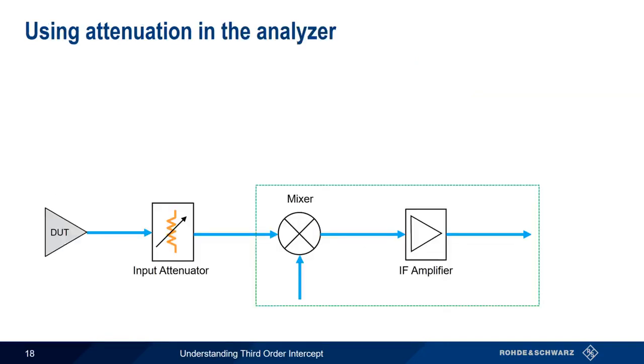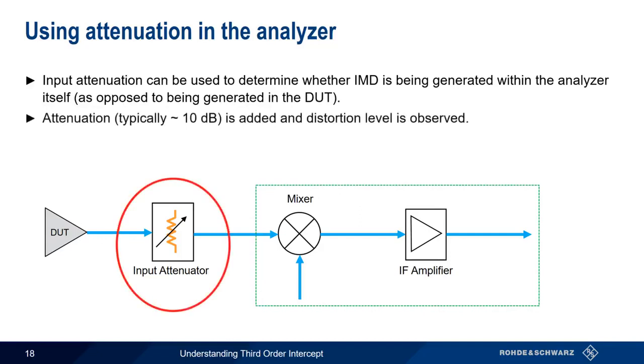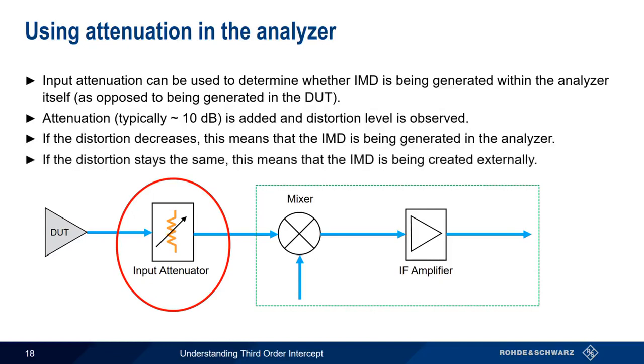On the analyzer side, we want to be sure that the intermodulation products we're measuring are not being created within the analyzer itself. Input attenuation is a simple and reliable way to determine where the IMD is occurring. The procedure is very straightforward. We add attenuation, usually about 10 dB, and observe the measured distortion level. If the distortion decreases after attenuation is added, the IMD is being generated within the analyzer. If the level of distortion does not change, the IMD is being generated externally.